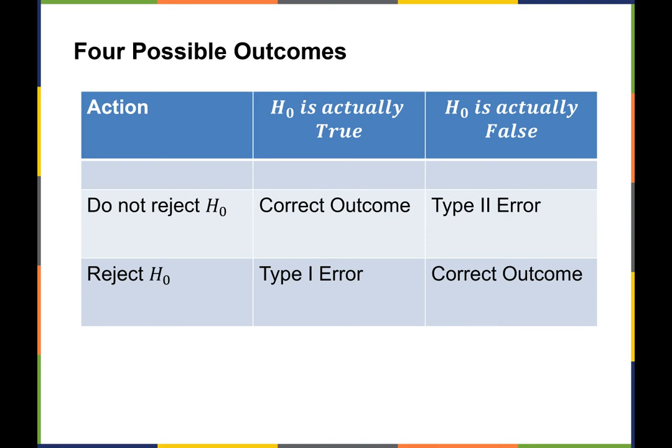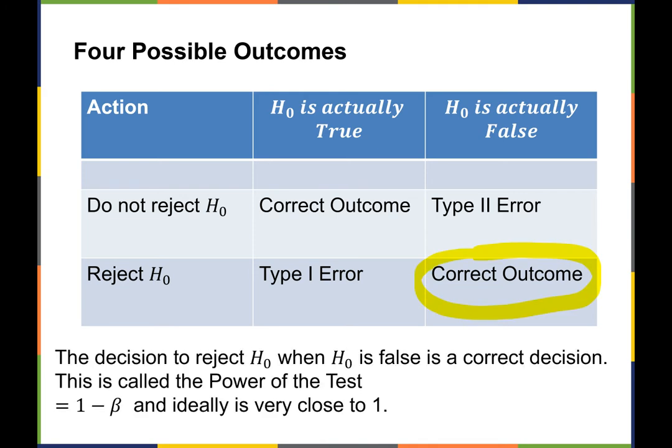And the final option is our final correct outcome. This is rejecting the null hypothesis when in fact it is false. This is a correct decision. You reject the null hypothesis and it is in reality false. We call this the power of the test. I like to capitalize it because it seems more dynamic. The power of the test. And this is going to be equal to 1 minus beta. Remember, beta being the probability of a type 2 error. And ideally, we would like this to be very close to 1. We would like the power of a test to be almost 100%.